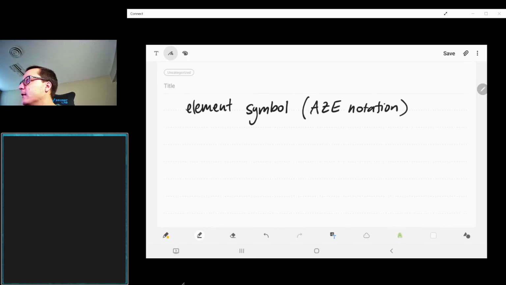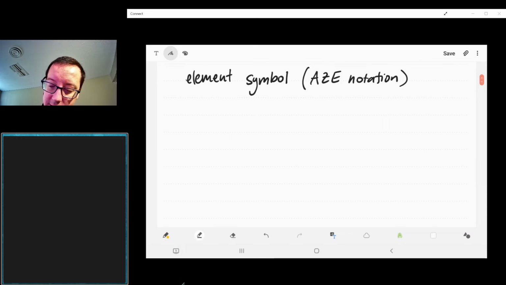Alrighty. So today, we're gonna start off recapping what we did yesterday by doing some examples using what's called AZE notation, or just simply an element symbol. How this is gonna work, for example, I'll just give you one right here.